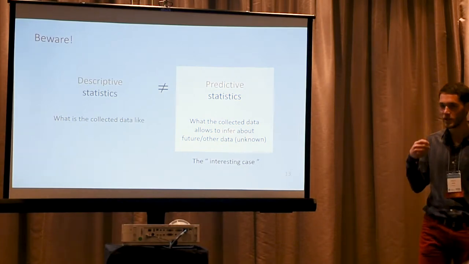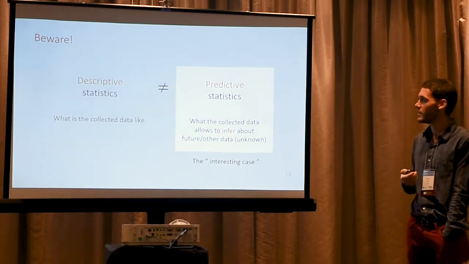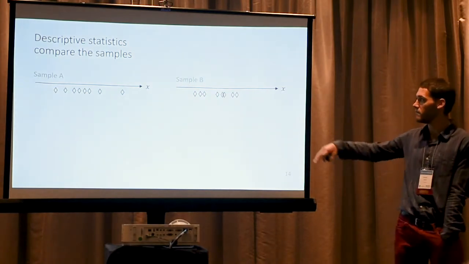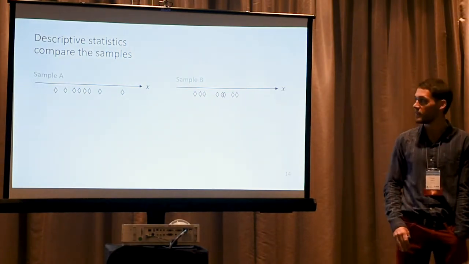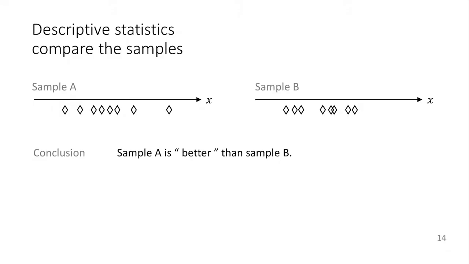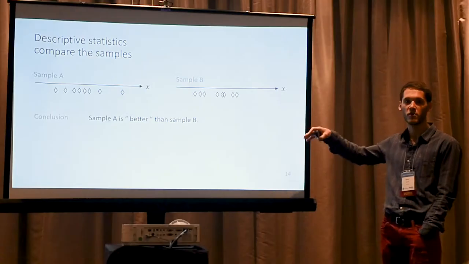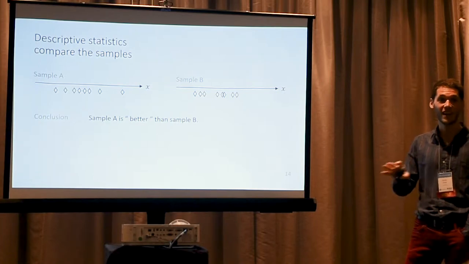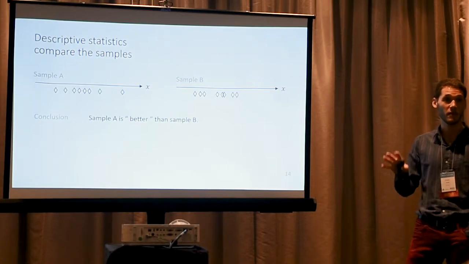And I will try to explain with a small example why that is. Let's say we take two samples of the same random variable X. So what I can do is I can use descriptive statistics, and then I can say, regardless of whatever metric, the sample A is better than the sample B. Okay? That's about it. I cannot say anything more than that if I just look at the sample.